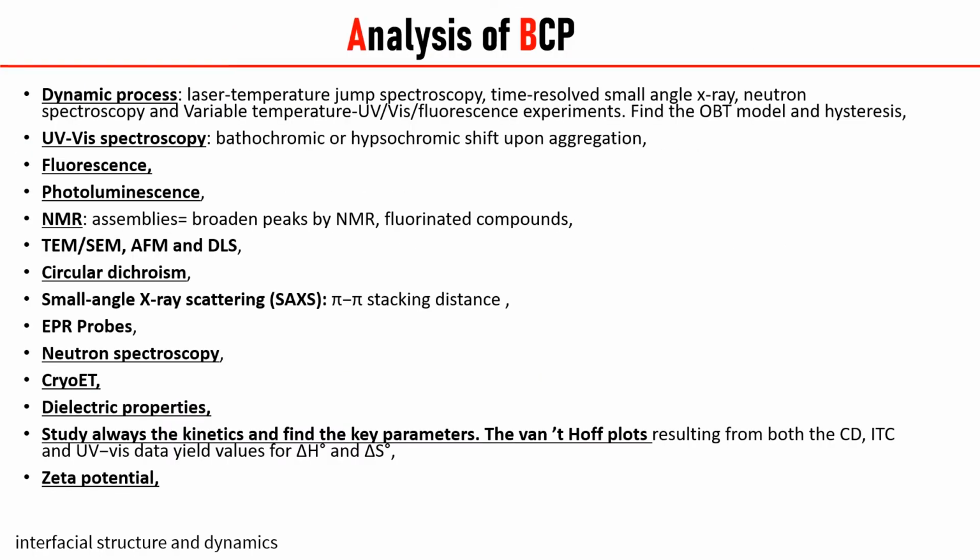For the analysis of block copolymers, different techniques can be used in parallel. For the dynamic process, it's always important to understand the dynamics of the self-assembly. To get some ideas about the dynamic assemblies, it's always important to define and to find the kinetics of the process. For example, using laser temperature jump spectroscopy, time-resolved small-angle X-ray, neutron spectroscopy, variable temperature UV-Vis, fluorescence, and finding the OBT model and the hysteresis.